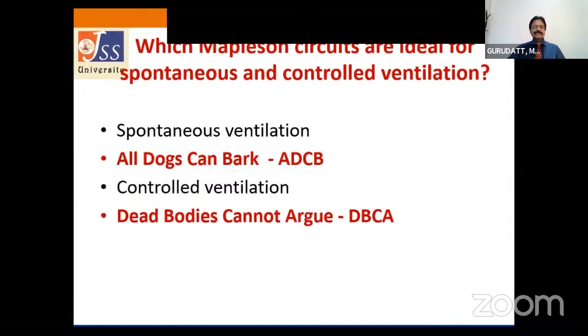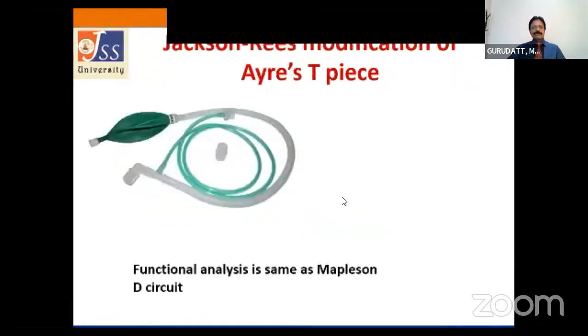Coming to the Jackson-Rees modification of Ayre's T-piece circuit, that is the Mapleson F, which we always call the pediatric circuit. Its functional analysis is the same as the Mapleson D circuit.